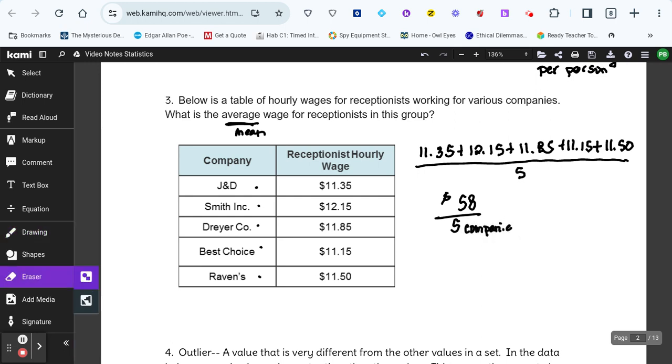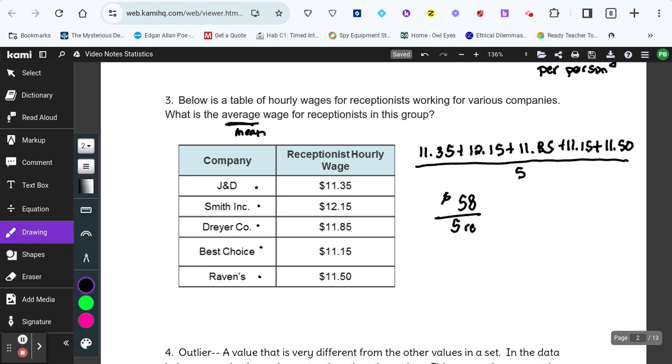Okay, and I don't want to say companies, but I'm going to say receptionists because the companies actually surveyed their receptionists. So when I take 58 and divide it by 5, I can see on average that receptionists make $11.60 per receptionist, guys. On average, that's what they make.